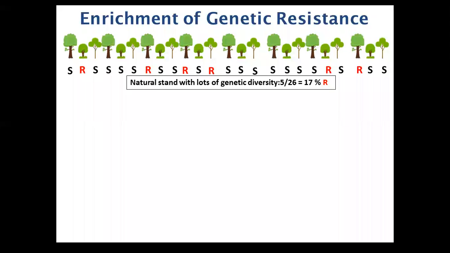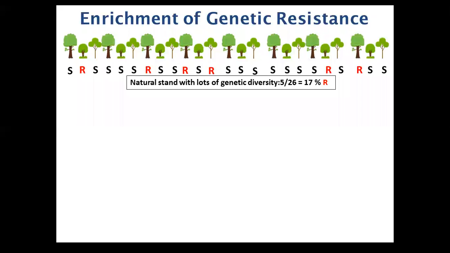And in this next series of slides, I'm going to try to depict the concept of enriching the population for genetic resistance. And so in this example, in this cartoon natural stand that's depicted here, I've shown about 5 out of 26 of these trees, or 17%, that are resistant. So there's a lot of diversity in this stand, but a low level of resistance.